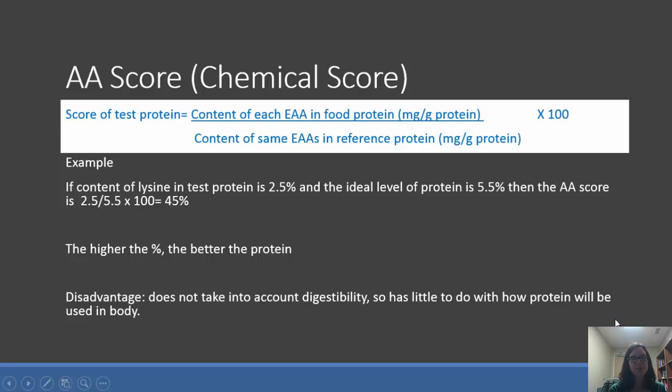And the higher the percentage, the better the protein. However, this method does not take into account digestibility, which is a major limitation. And so we rarely rely on this measure alone to rate protein quality. It might be part of a profile by which we look at protein quality, or just one part of it.